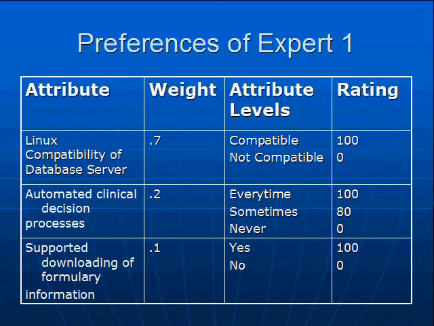To determine attributes, questions were asked, such as, "Tell me about systems you have used in the past, and what you did and did not like about them." The attributes described are recorded, and the expert is then asked to rate them in order of importance. To determine weights of each attribute, the analyst asks the expert questions such as, on a scale of 0 to 100, 0 being the least important and 100 most important, how important is supported downloading of formulary information to you?